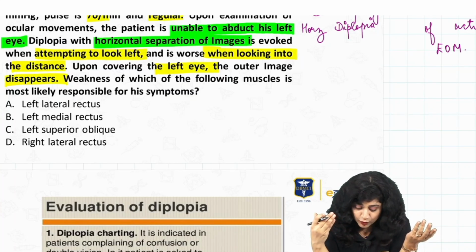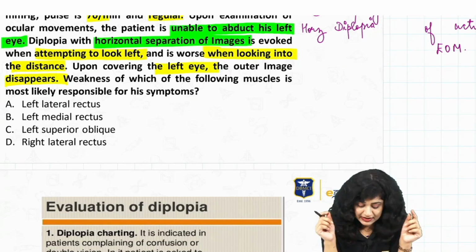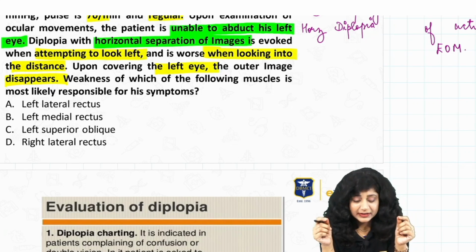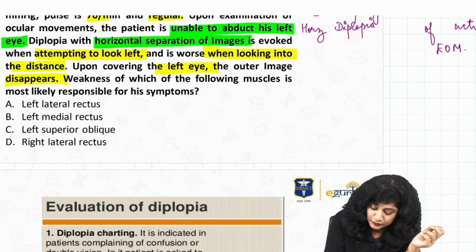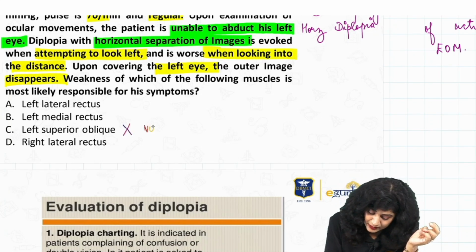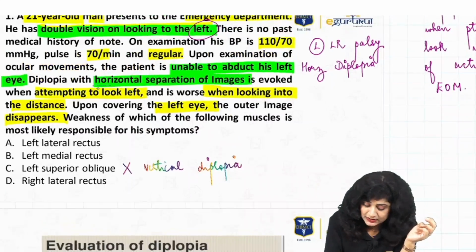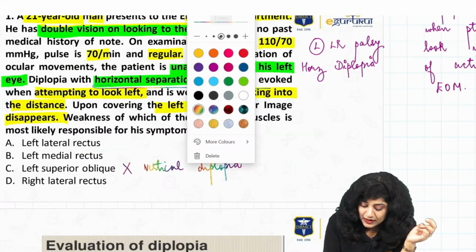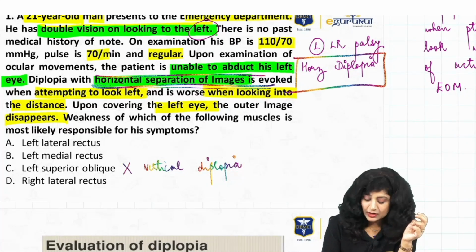Weakness of which of the following muscles is most likely responsible for his symptoms? Left lateral rectus, left medial rectus, left superior oblique, and the right lateral rectus. Now first of all, it cannot be a left superior oblique because this will cause a vertical diplopia, and the question is giving you the horizontal separation of images. So we are having horizontal diplopia in the question, right? So it cannot be this.